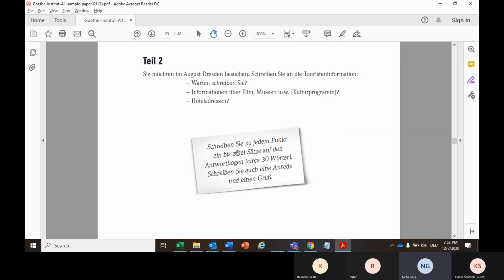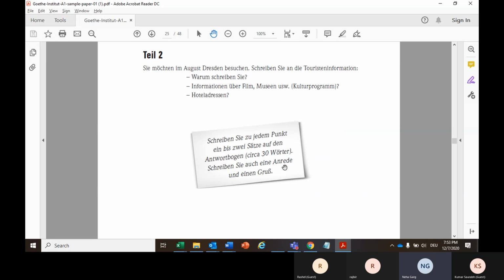Schreiben Sie zu jedem Punkt 1 bis 2 Sätze auf den Antwortbogen, circa 30 Wörter. So for each point, you have to write at least 1 to 2 sentences. Schreiben Sie auch eine Anrede und einen Gruß. So you have to also write a salutation and subscription. Anrede is basically when you start the email, like sehr geehrte Damen und Herren, like dear sir, dear ma'am, or lieber and the name of a person. That is the salutation and subscription which I mentioned.